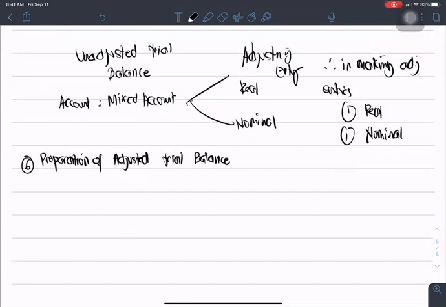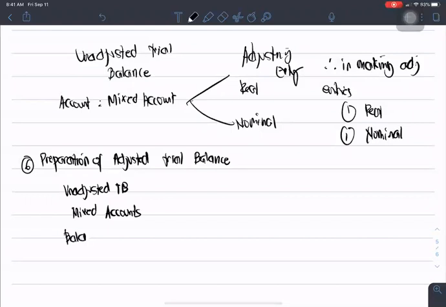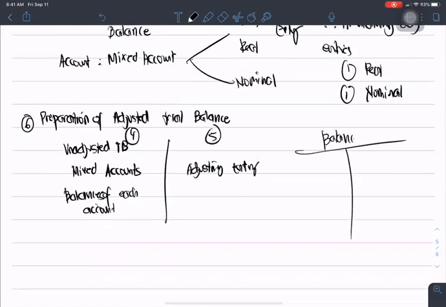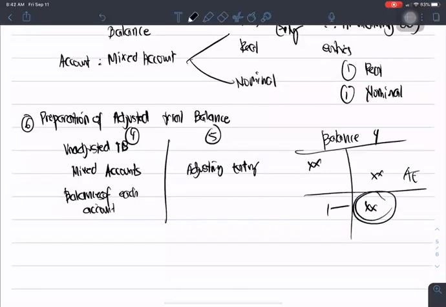Under the preparation of adjusted trial balance, what we do here is, from the unadjusted trial balance, which contains the mixed accounts, we will have your adjusting entries. Remember, in your trial balance, you already have balances of each account. Each account has its own balance. But because of the fifth step, which is the adjusting entry, let's say this is the balance based on number 4. We have an adjusting entry based on number 5. Therefore, there will be another balance. We call this your adjusted balance.